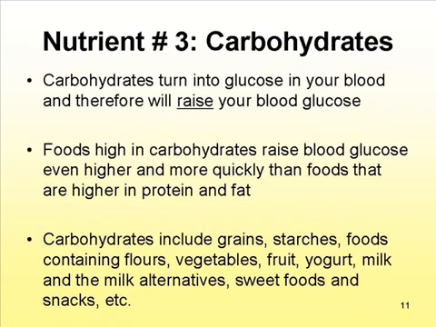Nutrient number 3, carbohydrates. Carbohydrate is very important for the body. It also contains calories. Carbohydrates turn into glucose in your blood and therefore will raise your blood glucose. But remember that it is a healthy food. Foods high in carbohydrates raise blood glucose even higher and more quickly than foods that are higher in protein and fat. Carbohydrates include grains, starches, foods containing flours, vegetables, fruit, yogurt, milk and the milk alternatives, sweet foods, and snacks.